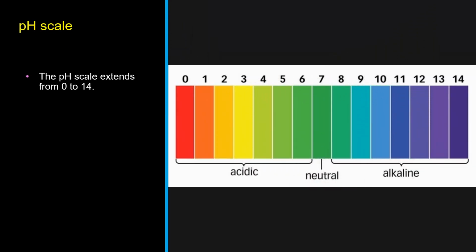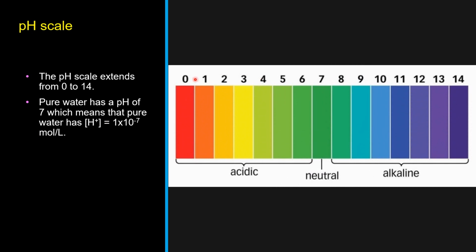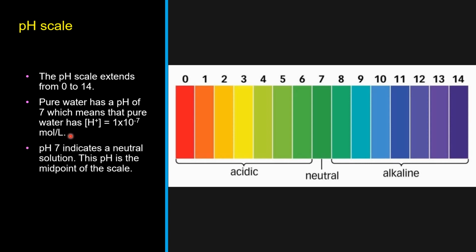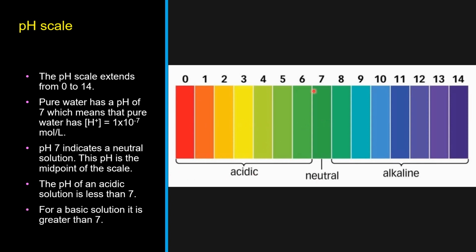The pH scale extends from 0 to 14. If you see, this is the range of the pH scale from 0 to 14. Pure water has a pH of 7, which means that the concentration of H plus ion is 1 into 10 power minus 7 mole per liter, the molarity. pH 7 indicates a neutral pH. So this is the midpoint of the scale. The pH of an acidic solution will be less than 7 and that of a basic solution will be more than 7.